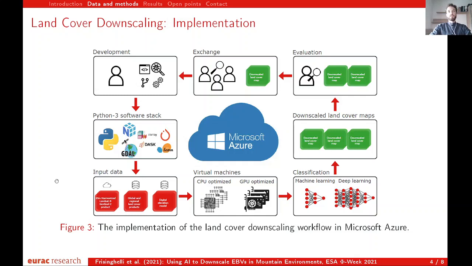The land cover downscaling is written in Python and is implemented in the Microsoft Azure Cloud Platform. Now, to efficiently use the cloud resources, the developed machine and deep learning algorithms are heavily optimized to use multiple CPUs and multiple GPUs in parallel. The final downscaling implementation was developed in an iterative trial and error process, where the produced land cover maps were regularly visually inspected and discussed to further improve the implementation.